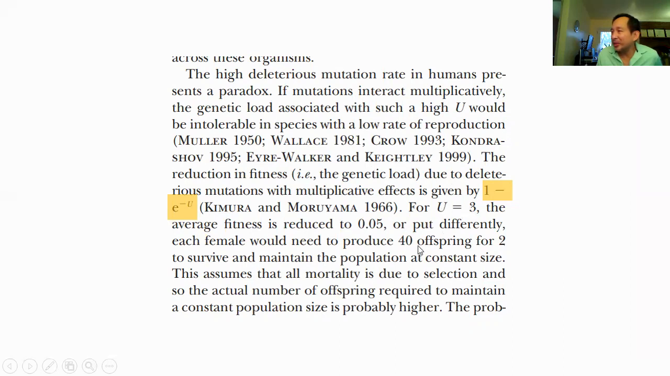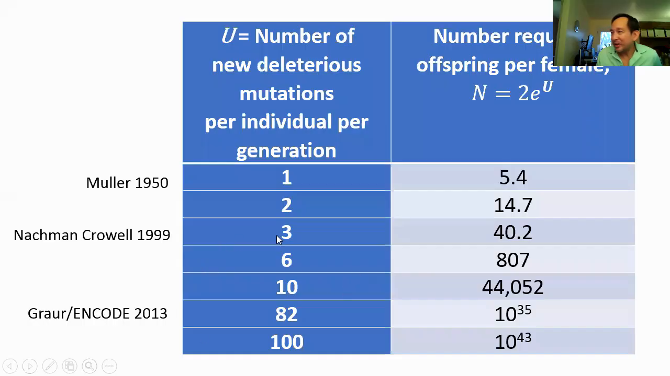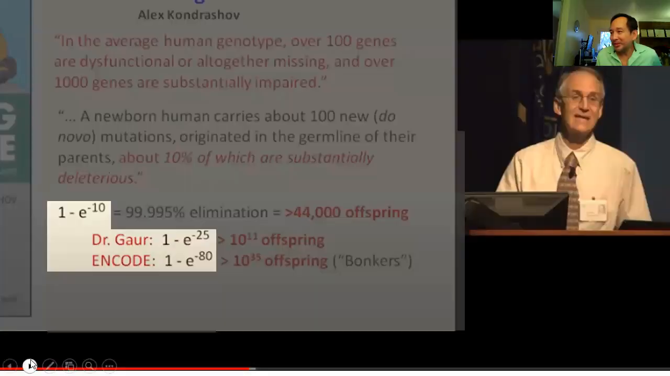So if u equals 3, one needs 40 offspring. And you could see how that works. So if we have u equals 3, Nachman and Crowell, 1999, and I can give the references, you just plug those figures in. It took me a while to dig that up.